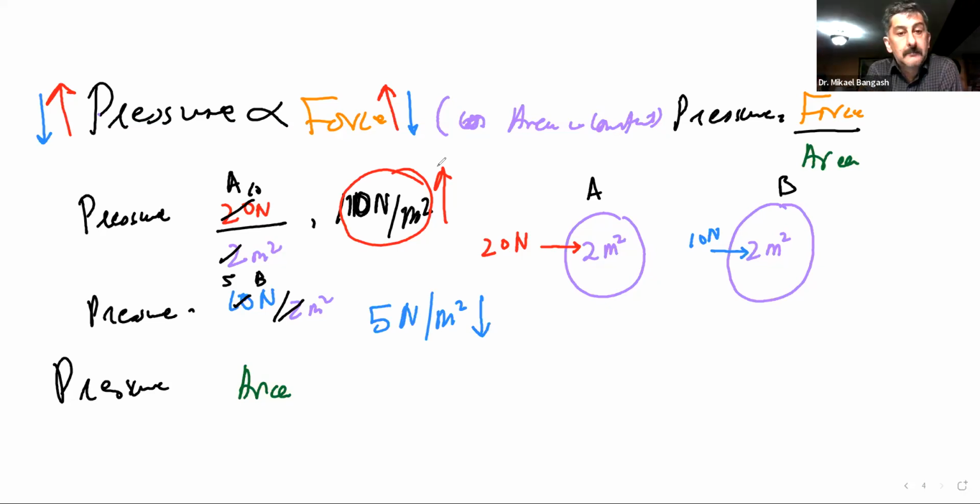Did that make sense? So pressure is directly proportional to force, or force is directly proportional to pressure, provided that we kept the area constant. Meaning it's just to establish what the actual relationship between pressure and force was.